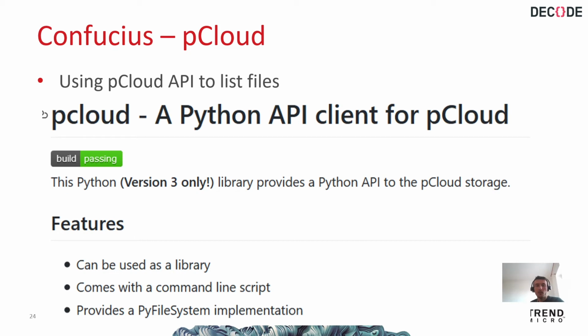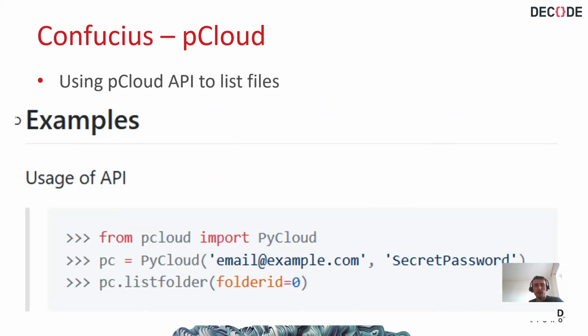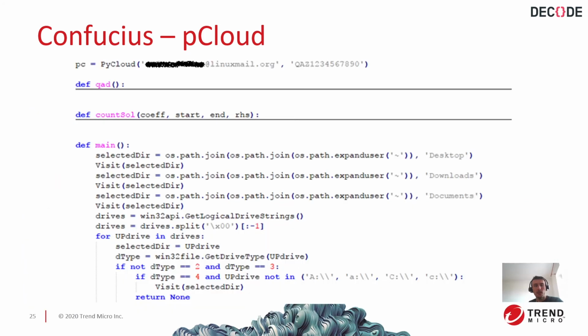It's very similar to Dropbox. It also has some APIs. It has Python libraries. But there's one difference. For this pcloud, we didn't have an API key, we had credentials, a name and password. And as you can see in this screenshot, it's very simple. In just 3 lines, you can list all the files in a given directory.